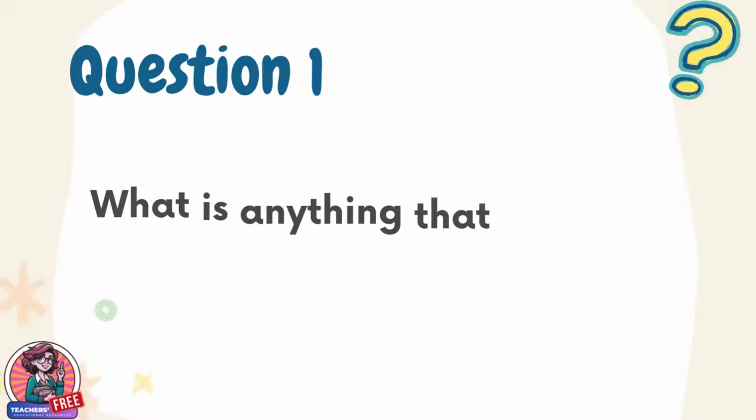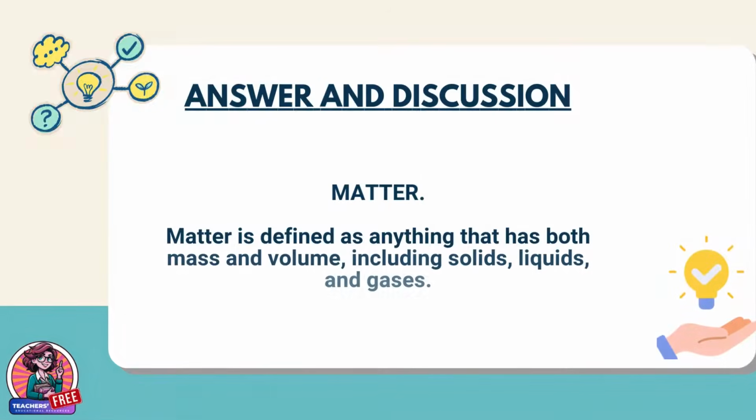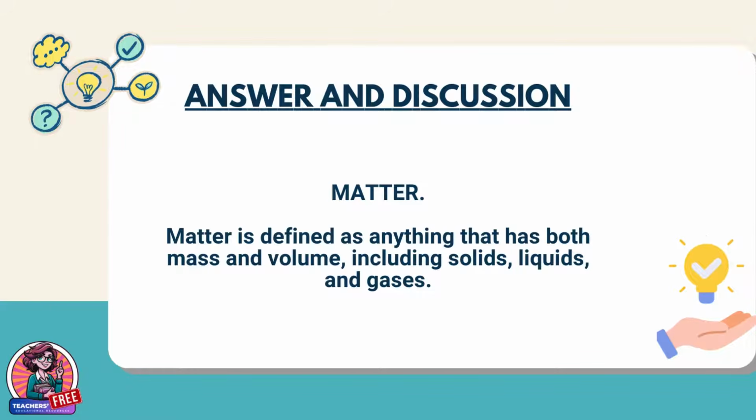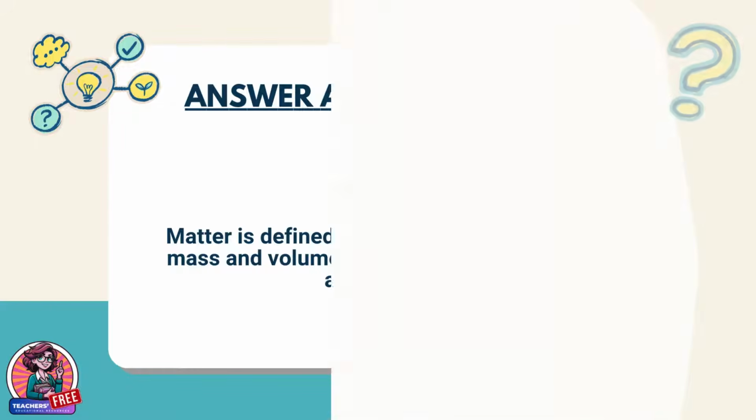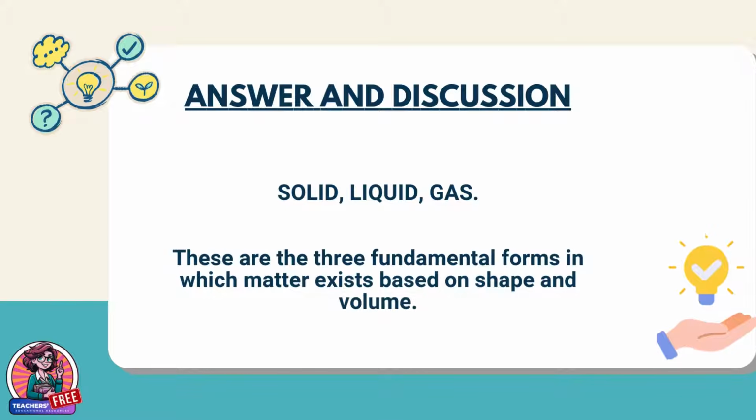Question 1. What is anything that has mass and occupies space called? Answer: matter. Matter is defined as anything that has both mass and volume, including solids, liquids, and gases. Question 2. What are the three basic states of matter? Answer: solid, liquid, gas. These are the three fundamental forms in which matter exists based on shape and volume.